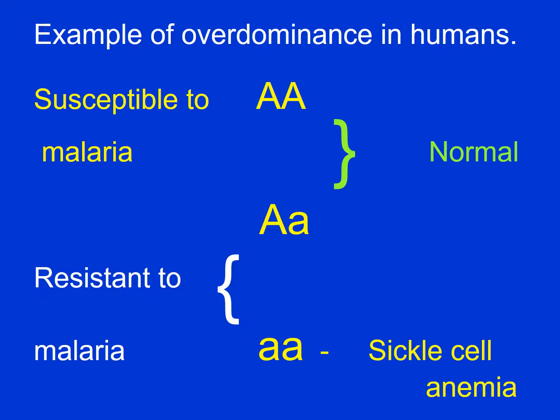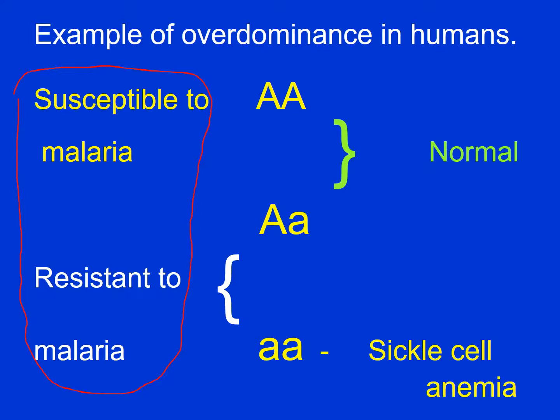Now here's an example of overdominance in humans, and it's a little complicated because it involves two different traits. Trait number one is whether you're going to be susceptible or genetically resistant to malaria. And of course, malaria is a parasite disease that you find in the tropics. It's a bad disease, and thousands of people worldwide die from malaria every year.